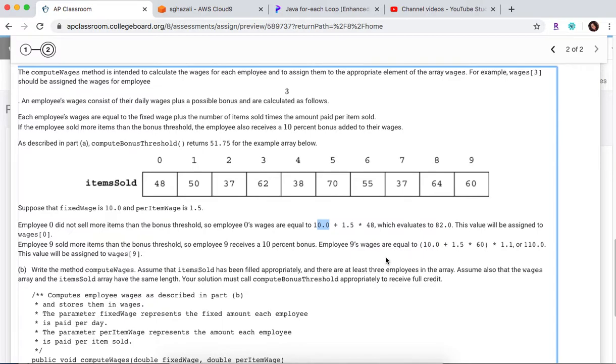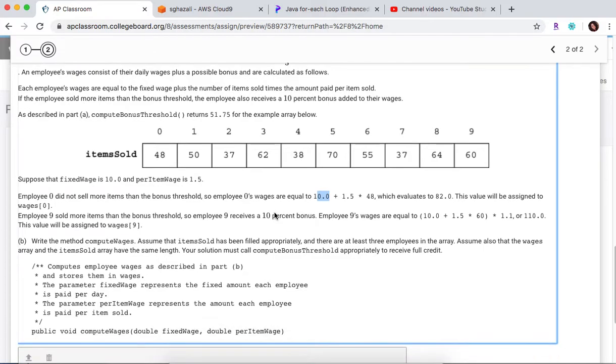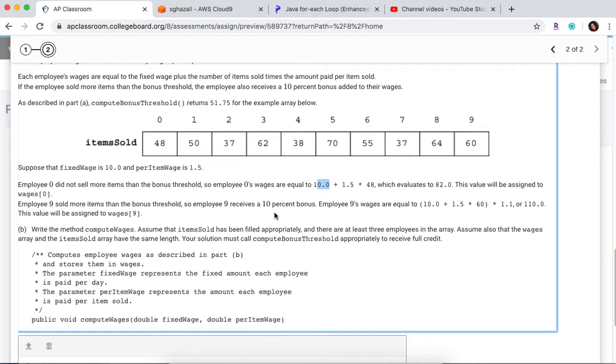Okay? So this is actually very useful because they're basically giving you the math. You don't really have to know a lot of math. You don't have to know that adding on 10% is the same thing as multiplying by 1.1. They're basically telling you the math. Okay, so now you have to figure out how to do this.